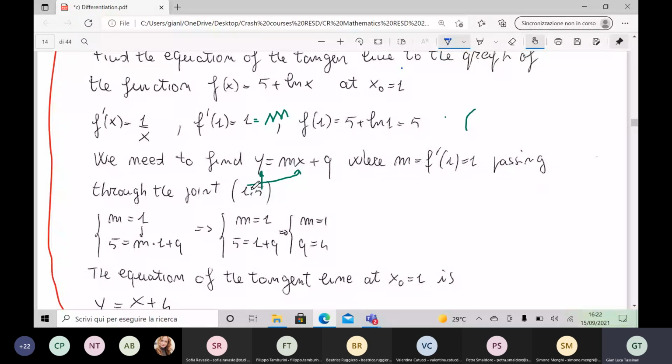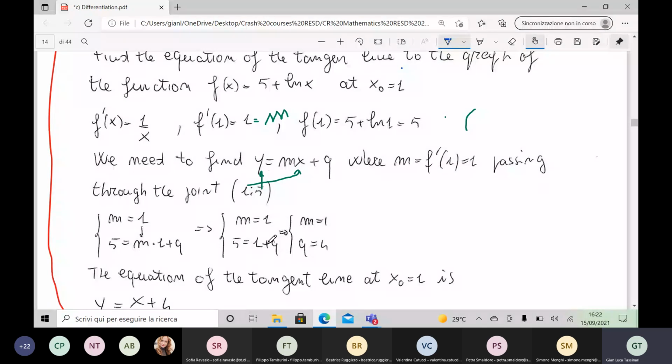So do the system as we did two days ago. You have m equal to 1, then substitute the coordinates of this point inside this equation. The abscissa is 1, so put it into x. The ordinate of the point of tangency is 5, put it here, so you get 5 equal to m plus q. Okay, so put 1 into m in the second equation. So put 1 here, you get 5 minus 1 is 4, 4 equal to q, so 4 equal to q implies q equal to 4.